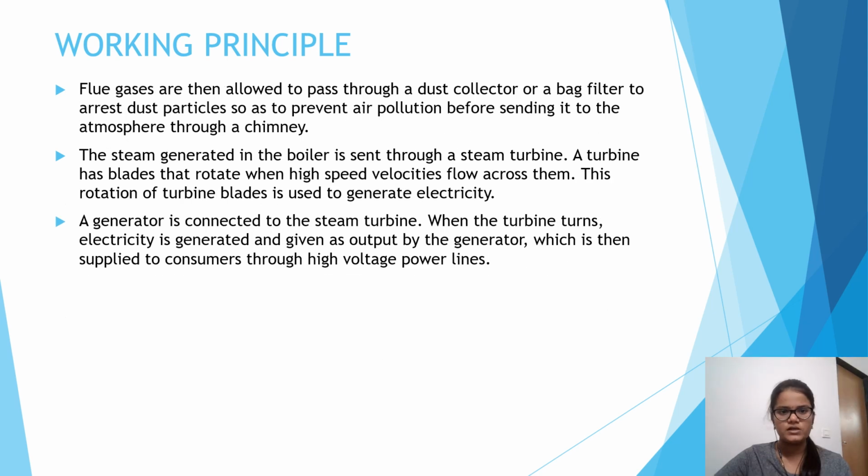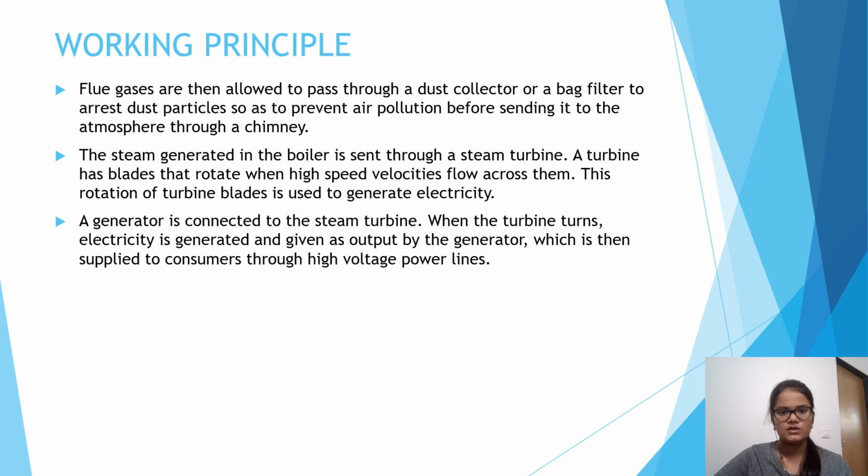The flue gases are then allowed to pass through a dust collector or a bag filter to arrest dust particles so as to prevent air pollution before sending it into the atmosphere through a chimney. The steam generated in the boiler is sent through a steam turbine. A turbine has blades that rotate when high-speed steam flows across them. This rotation of turbine blades is used to generate electricity.